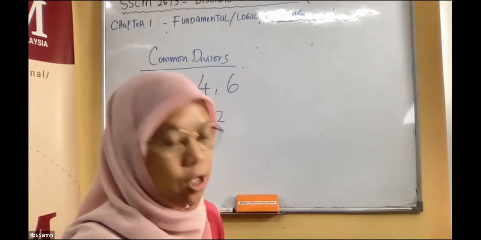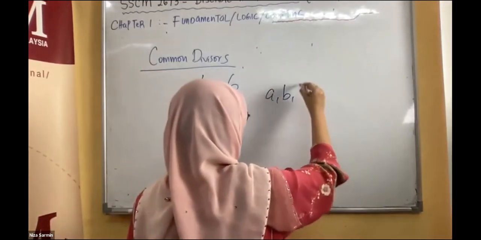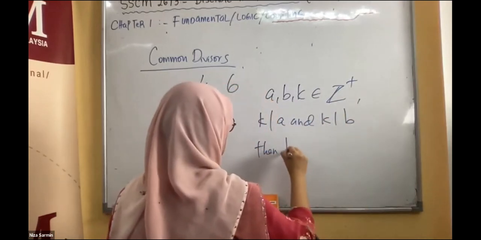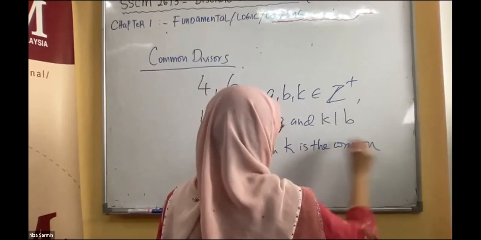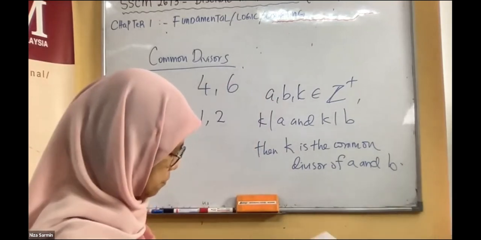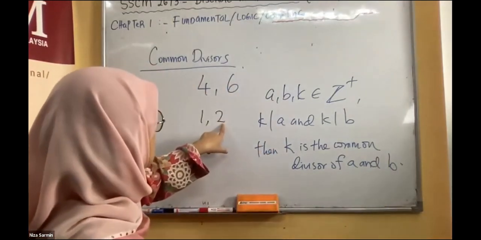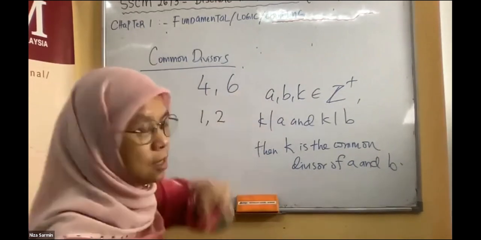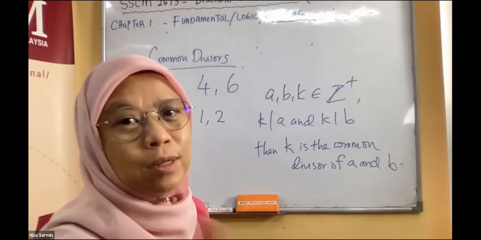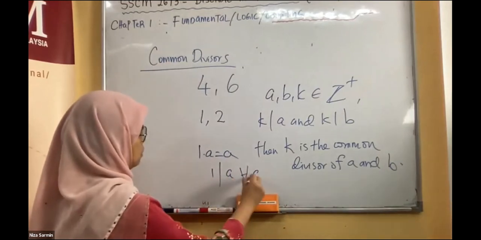The official definition: if you have A, B, K in Z plus, K divides A and K divides B, then K is a common divisor of A and B. If you have three integers like 4, 6, and 2, if this divides 4 and this divides 6, it's a common divisor. It might be more than one. One always divides anything. Sometimes we don't want one included as the common divisor, because one times A is always A, so one always divides A.